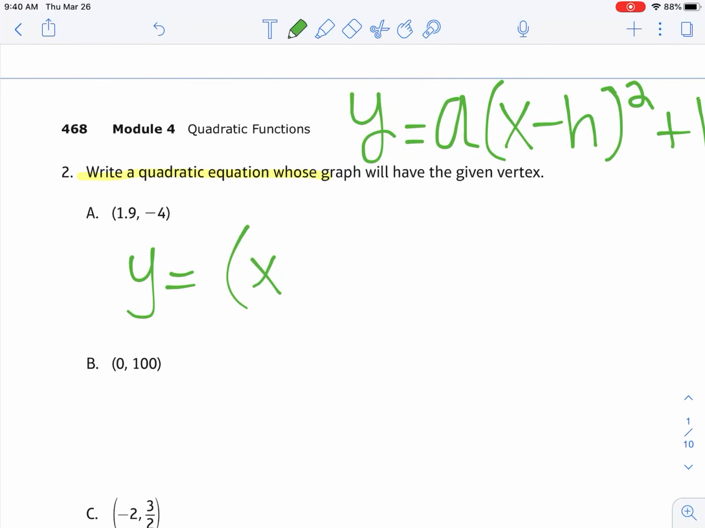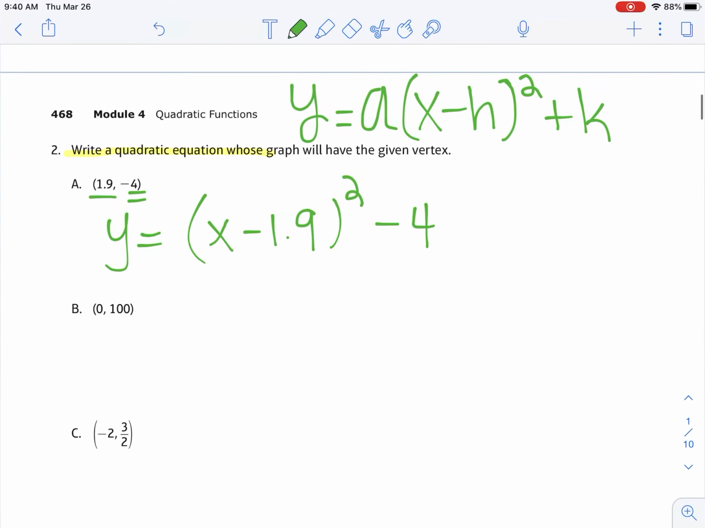So y equals x, the opposite of a positive 1.9 is a negative, and then we're going to write squared, and k stays the same. All right, so that's how we'd write the function in vertex form. For the next one, because there's no horizontal shifting, we would just write y equals x squared, and it shifts up 100 units.